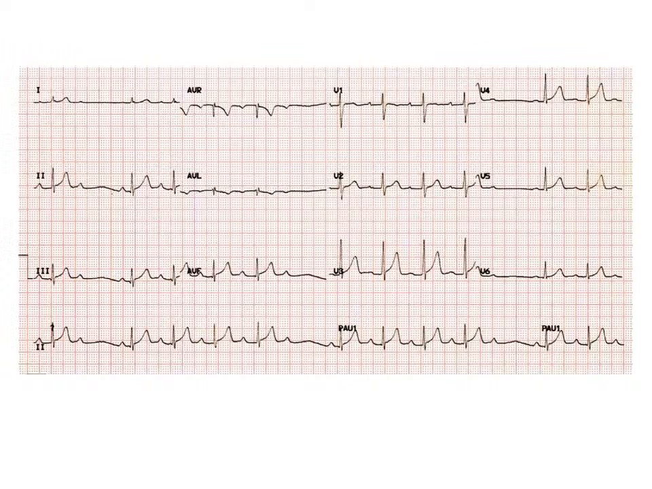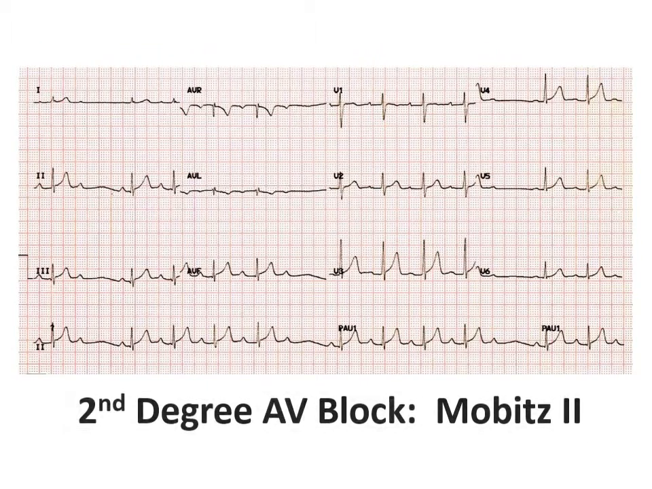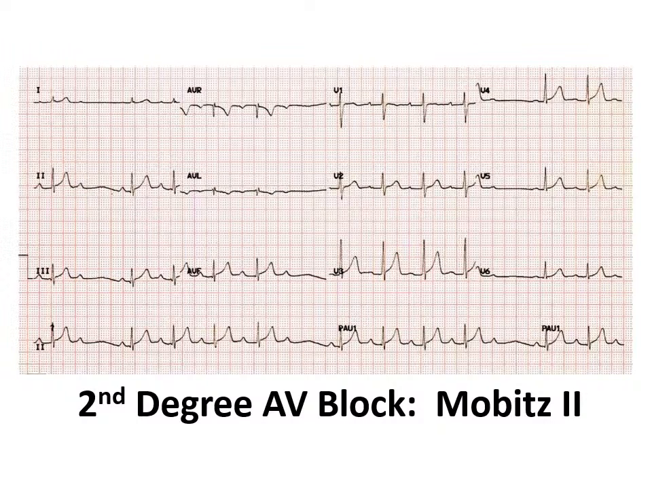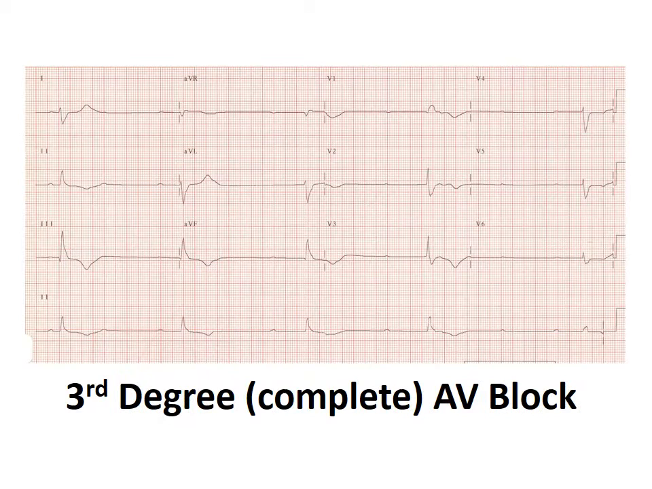Do all those PRs look pretty close in distance? Yeah, pretty close. But then all of a sudden you drop a beat out of nowhere. Boom. That is a Mobitz type 2. All right. That one's more severe and has a chance of turning into a 3rd degree block. That's the reason why cardiologists will take this one a little bit more seriously than a Wenckebach.